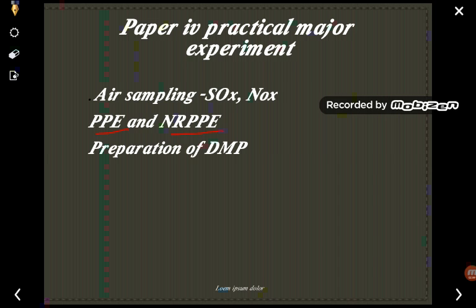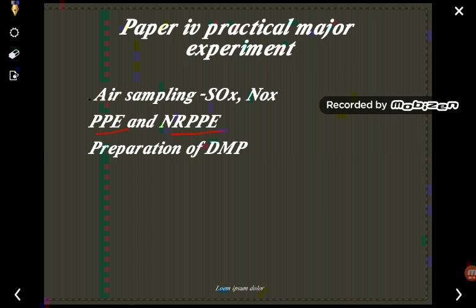So what is PPE? PPE is equipment which is worn by a person to minimize the exposure to specific occupational hazards. By wearing the PPE, we are minimizing the exposure to certain hazards.